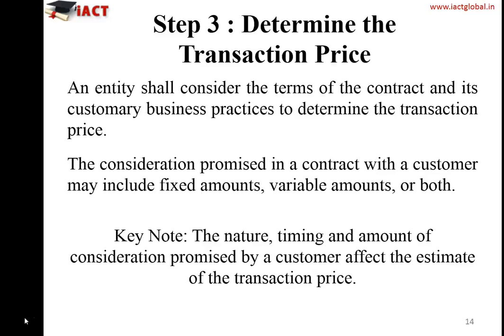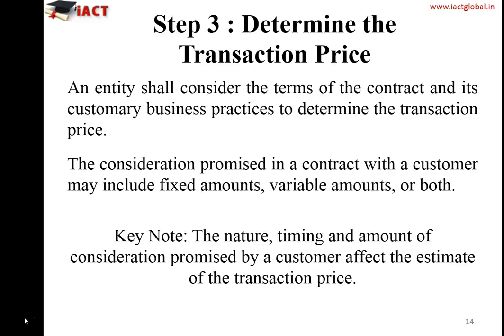I will share an example with you about the variable, but before that, let's see what is actually included in the determination of transaction price. The very important note here is that the nature, the timing and the amount of consideration promised by the customer affect the estimate of the transaction price. So it is the contract nature, the timing of when the customer is going to pay and the entity is going to provide the goods and services, and also the amount which has been promised, that altogether affect the transaction price.